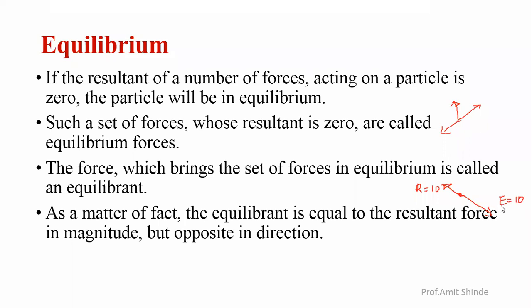That is nothing but your equilibrant. The resultant of these three forces is R, which has a magnitude of 10, and the equilibrant has the same magnitude but opposite direction. That force is called an equilibrant. Due to this equilibrant, these two forces are equal in magnitude and opposite in direction, so the resultant of these two forces will be zero. That means the resultant will be zero in that particular condition.